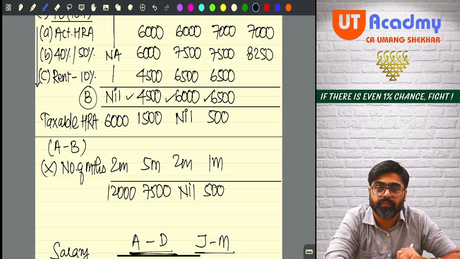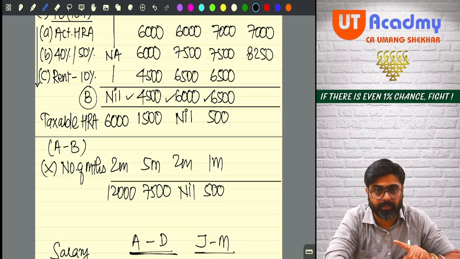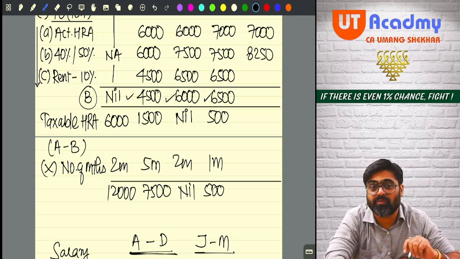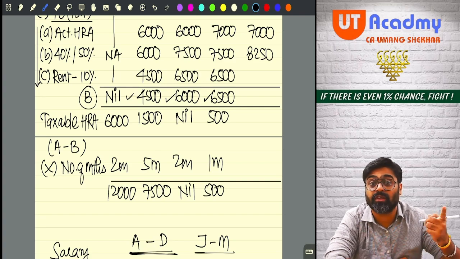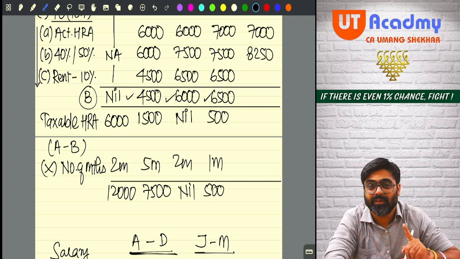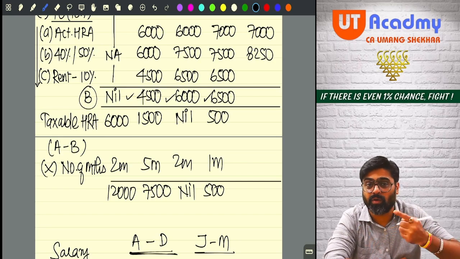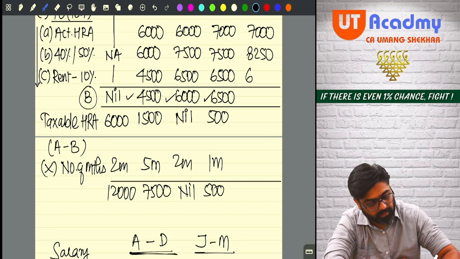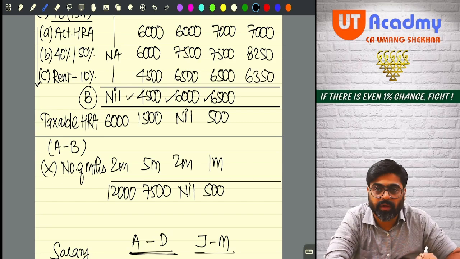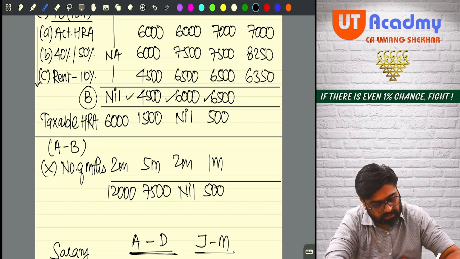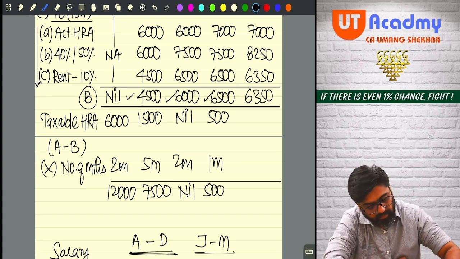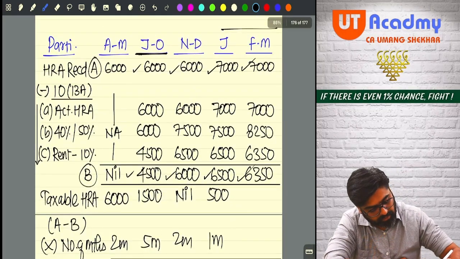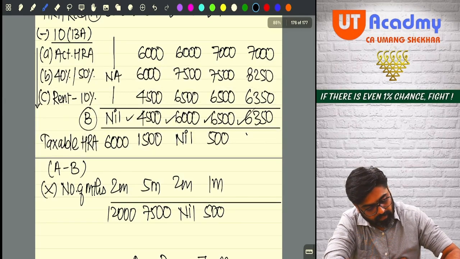8250. Yes or no? Rent paid is 8,000 only in Delhi. But now 10% of salary will not be 1,500. 10% of salary will be 1650. So 8,000 minus 1,500? No. 8,000 minus 1650. That will give me 6350. Got it? Now lowest is 6350. So out of 7,000, 6350 will be exempt.